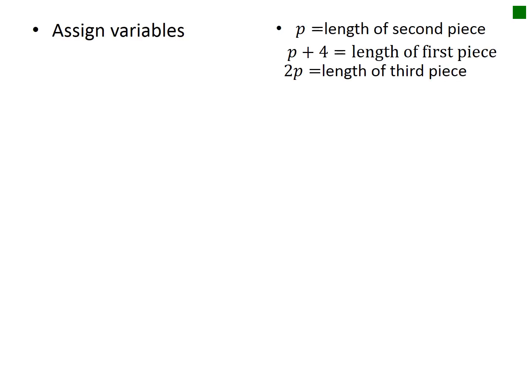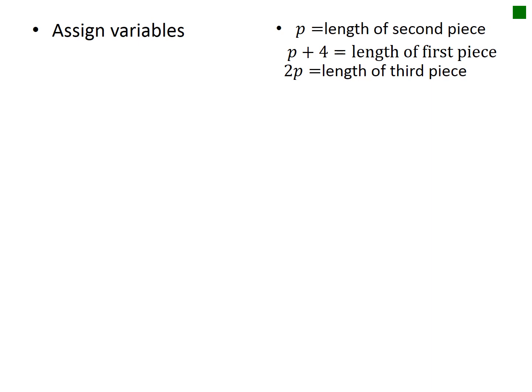When we go to solve this problem, we know that we're going to be looking at the lengths of these three pieces. What we need to consider is, what do we want to assign our variable to be? Because in the problem, the first piece is related to the second piece, and the third piece is related to the second piece, it makes sense to let P be equal to the length of the second piece.